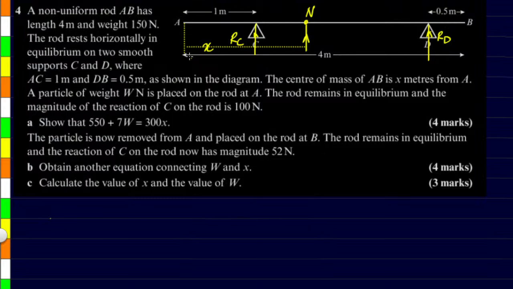A particle of weight W Newton is placed on the rod at A. It means at A we have W newtons of force. The rod remains in equilibrium and the magnitude of the reaction of C on the rod is 100. So RC is equal to 100. So we have to show this in the diagram.